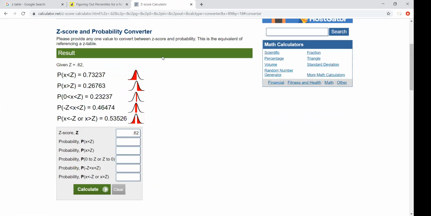In particular, the answer we got before was this one. This was the one we asked you about, and it's 0.73237. Or if you round it up, you get what we got, 0.7324. Does anybody have a question about this?